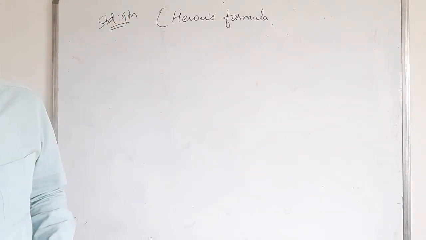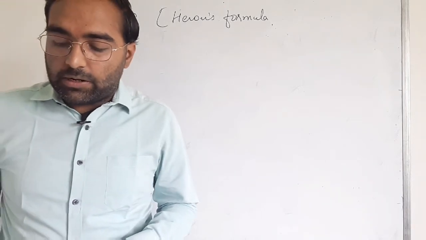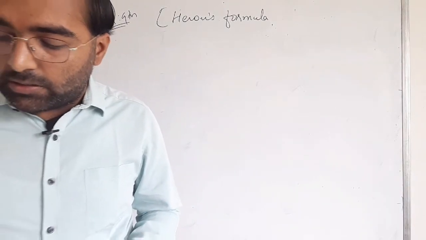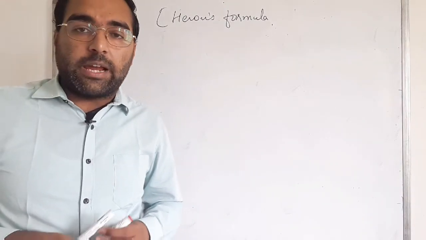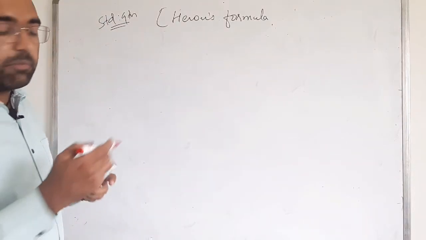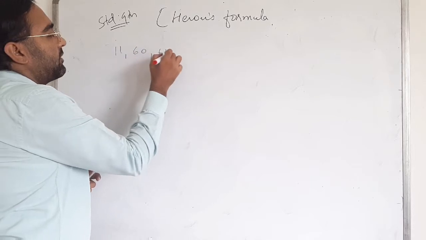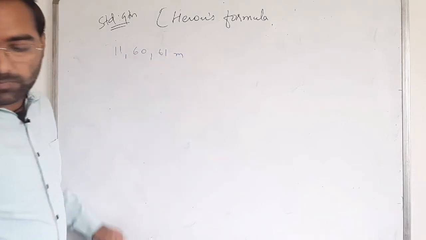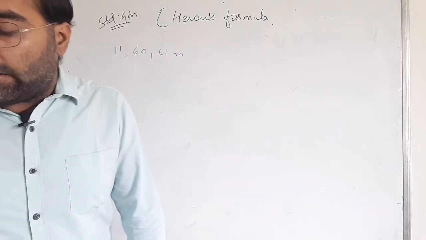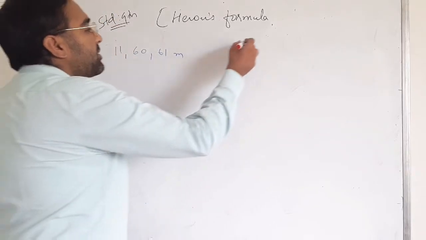So the next question is: the sides of the triangle are 11 meter, 60 meter and 61 meter. Find the altitude to the smallest side.